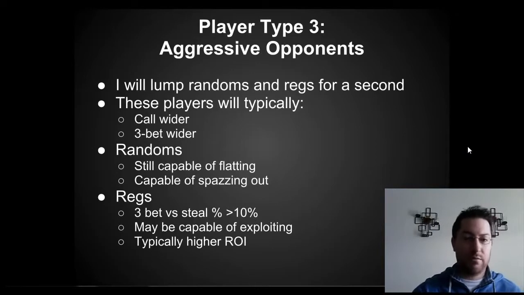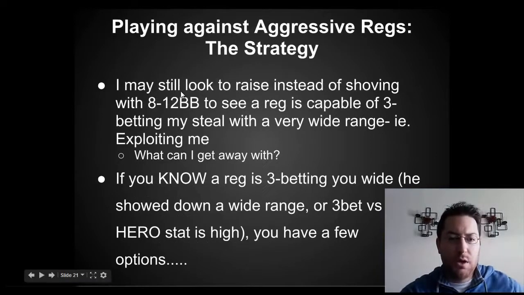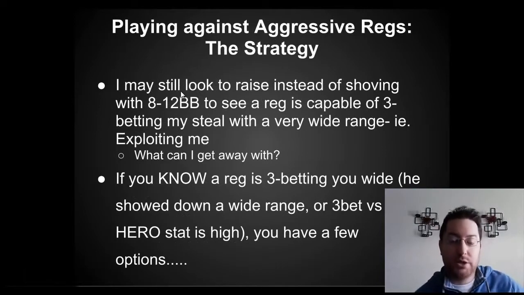But that doesn't mean we can't exploit them either. It might involve several levels of thinking, but that's okay. That's how we have to get our edge. So, playing against aggressive regs, here's typically what I'll do first: as we talked about with the ABC regs, when I have 8 to 12 big blinds, I still will look to play more of that raise-fold, raise-call strategy.